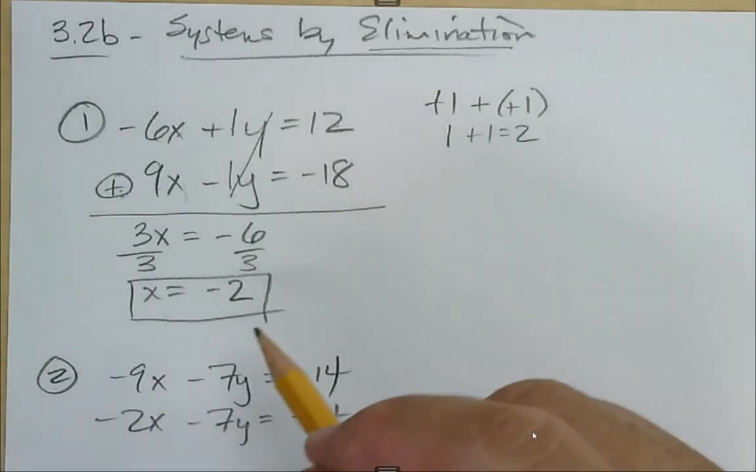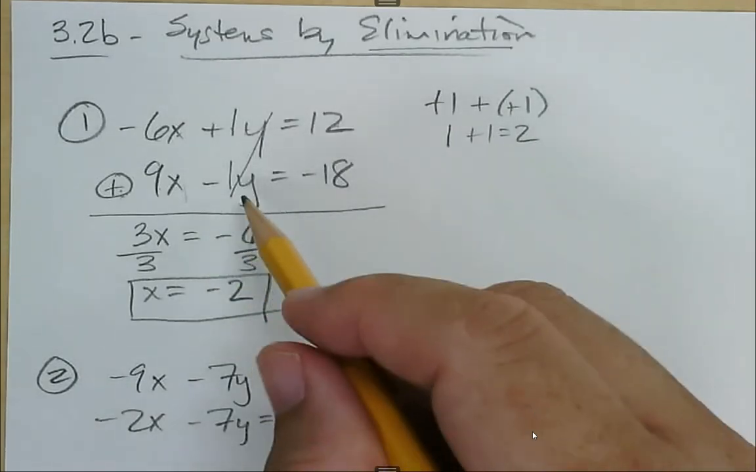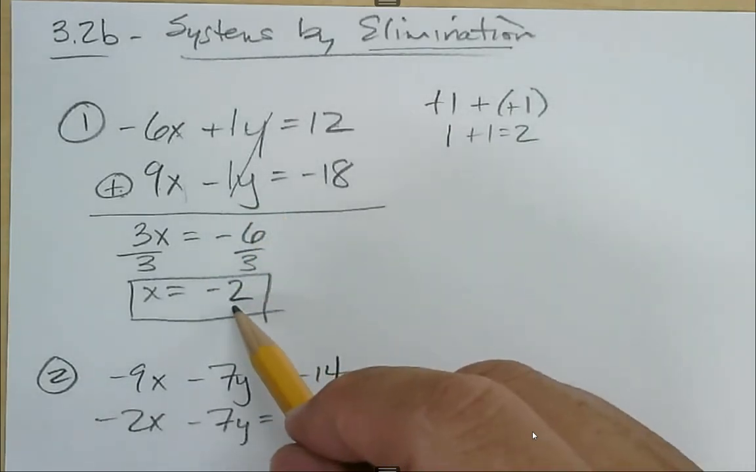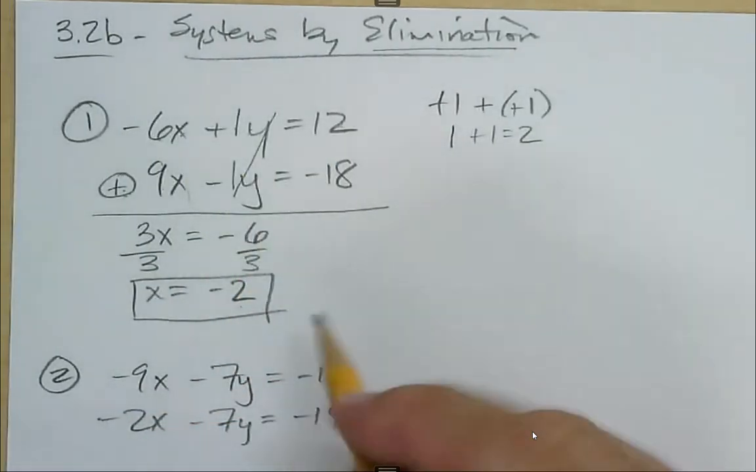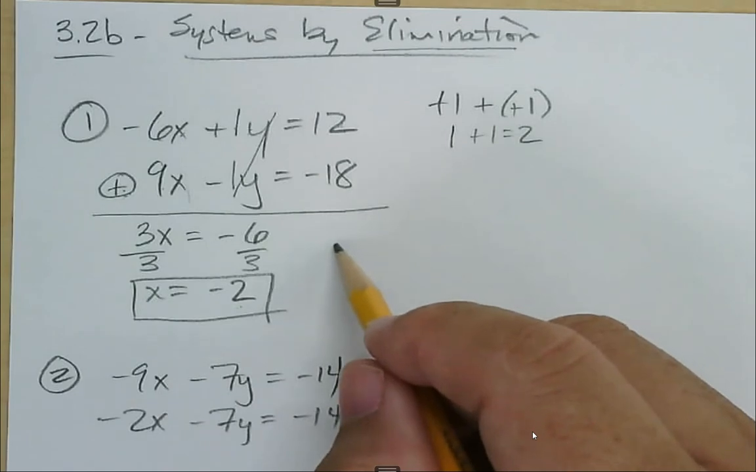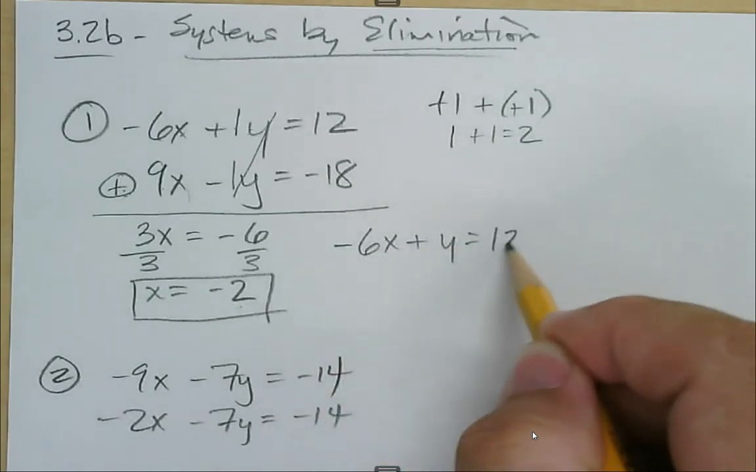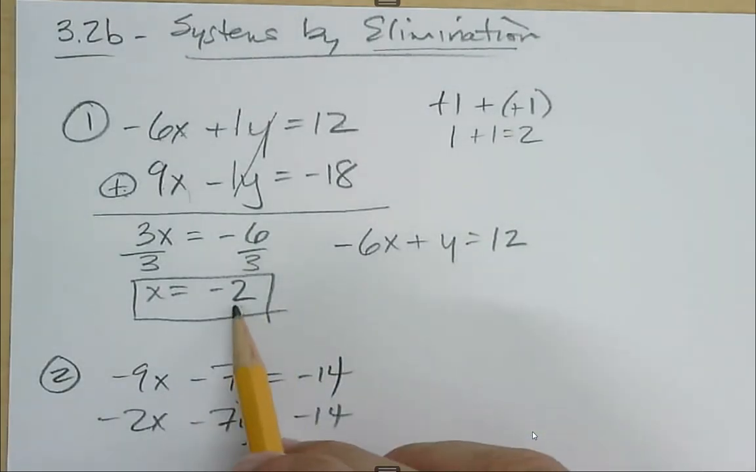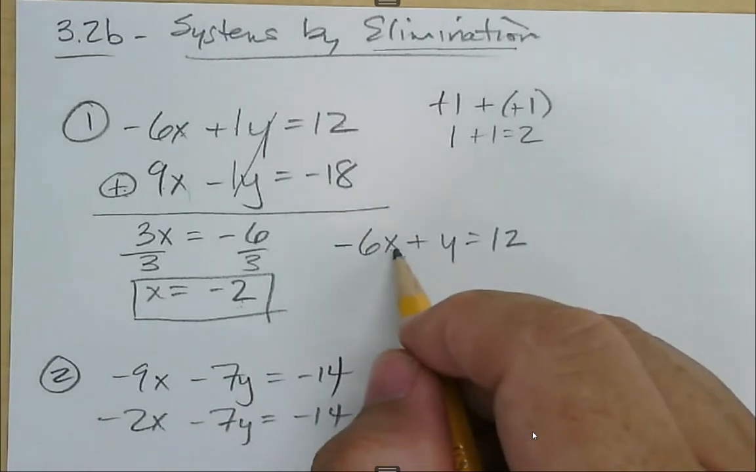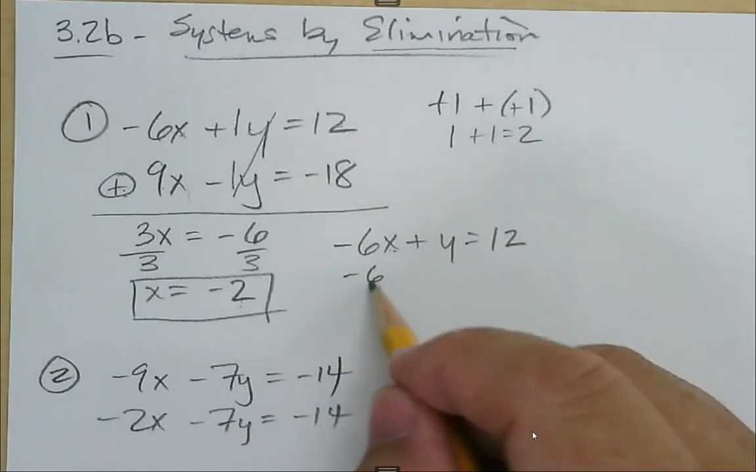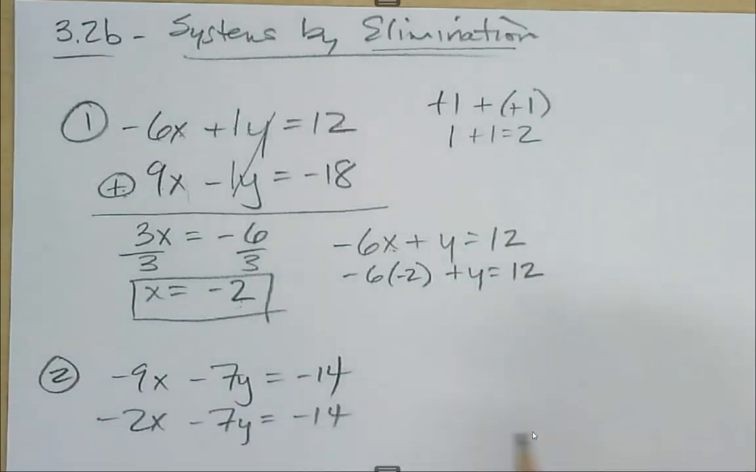Now, here's what I have to do now. Now I have to go ahead and solve this equation for the y, okay? So I'm going to take this -2, and I can put it into either one of these that I want to, okay? So I'm just going to put it in the top one. And the original equation we had was -6x plus y equals 12, okay? So all I literally have to do is put this -2 in for this x right here. So I'm going to have -6 times -2 plus y equals 12, okay?